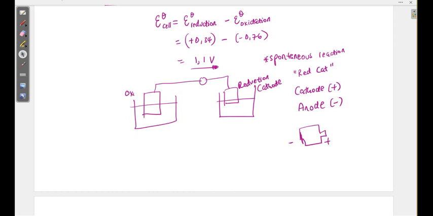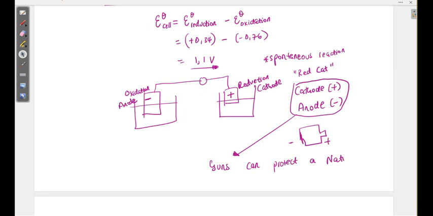And where oxidation is occurring, that will be your anode. This means the cathode is positively charged and the anode is negatively charged in terms of your electrodes. Cathode is positive, anode is negative. To remember this, someone said you can use the phrase: guns can protect a nation. It means in a galvanic cell, the cathode is positively charged, and then the anode will be negatively charged. That is it there.